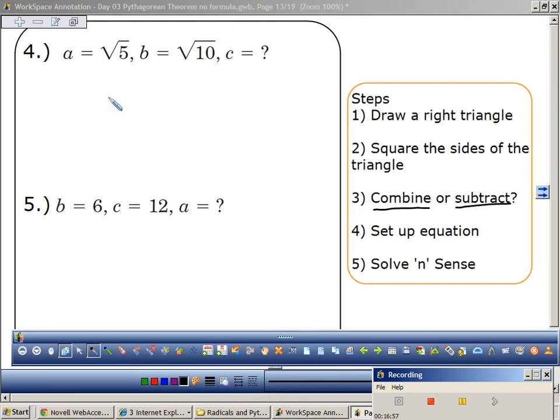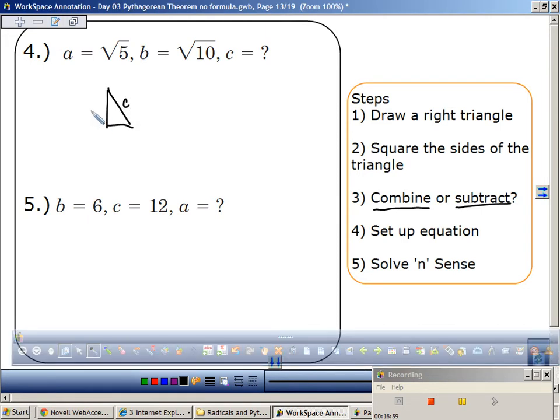All right, let me do this one. I'm going to draw my triangle and label my side. I don't know what C is. It doesn't matter which one you put here. Okay, my turn, guys. So if this side is root 5, what's the area of my square?